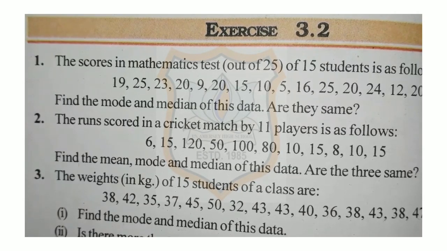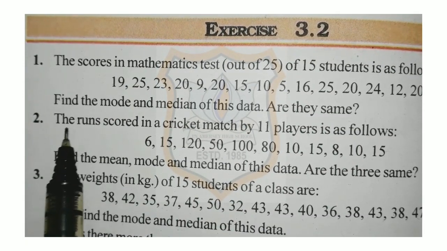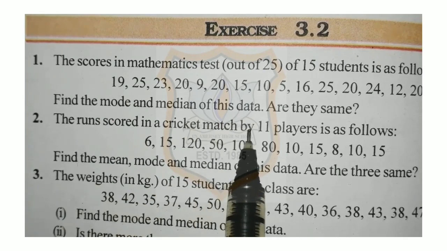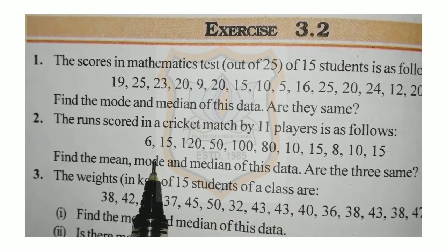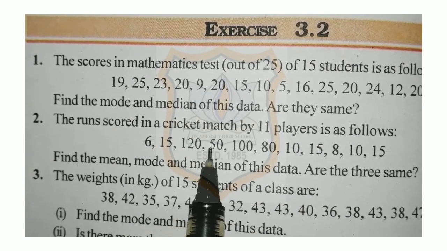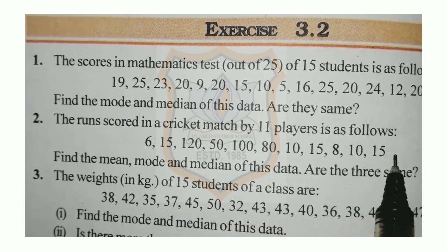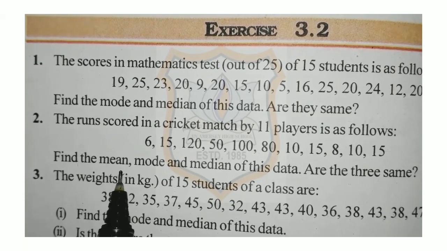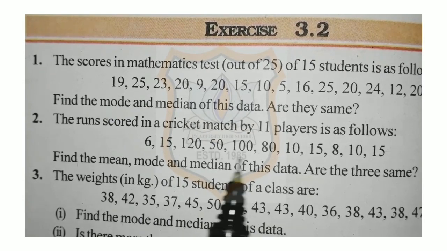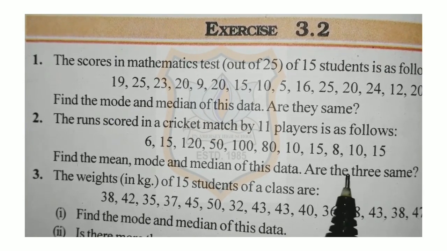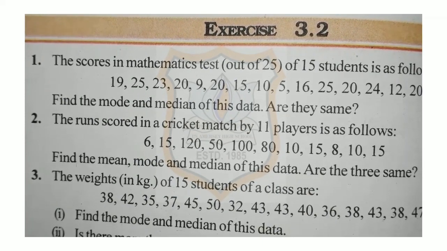Now students, we will solve question number 2 of exercise 3.2. Question number 2 is: the runs scored in a cricket match by 11 players is as follows. How many players? 11 players. And the runs scored are 6, 15, 120, 50, 100, 80, 10, 15, 8, 10 and 15. Now what do you have to find? We have to find the mean, mode and median of this data. Are the three the same? That also we have to tell.